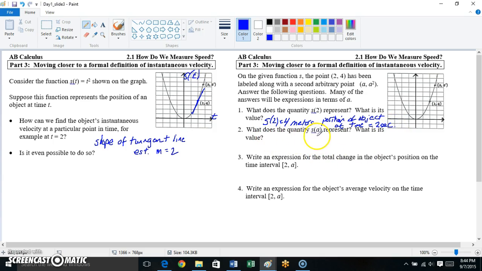All right, what does the quantity s of a represent? What is its value? Okay, well, s of a is going to be a squared. All right, and that's measured in meters. And again, it's the position of the object at time a seconds, if we're measuring time in seconds.